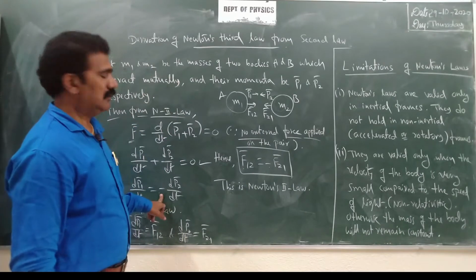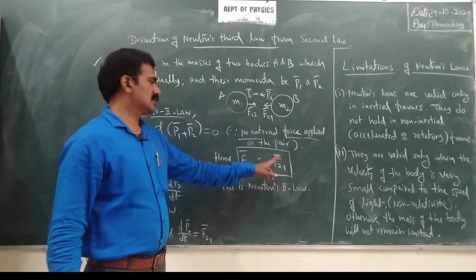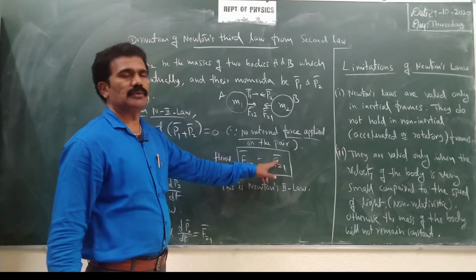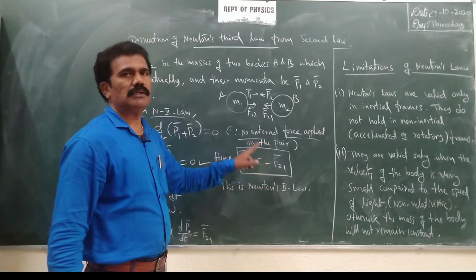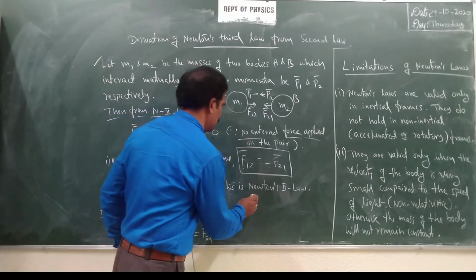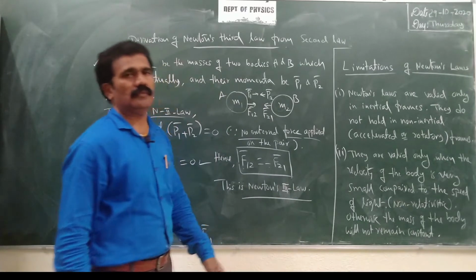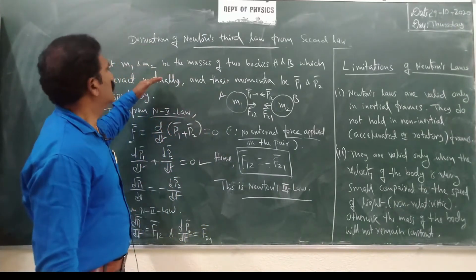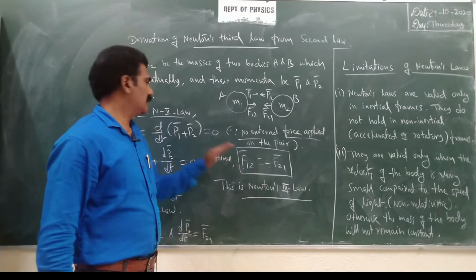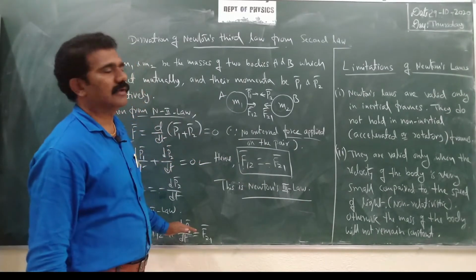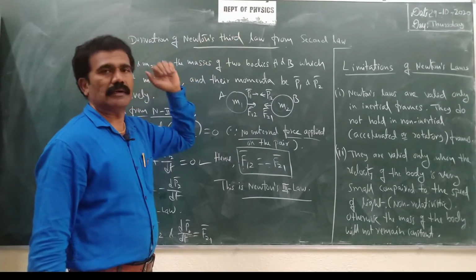Okay, so the above equation reduces to two equal forces acting in opposite directions due to the negative sign. So what is that? That is nothing but Newton's third law. Okay, that means we have derived Newton's third law starting from Newton's second law here. That is why we call it the derivation of Newton's third law from Newton's second law.